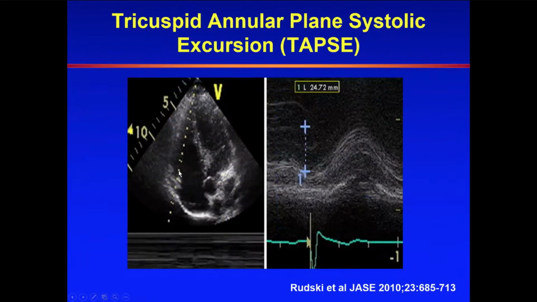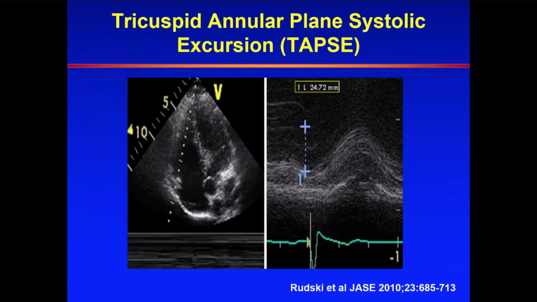How about other indices? One of the other indices that we do routinely, and we do it for all cases, and I would encourage you, if you have good recordings, to include it in the report, is the tricuspid annular plane systolic excursion. You have to align the cursor with the annular motion, and you use M mode, and you can measure that distance. A value that is less than 17 millimeters is considered abnormal.